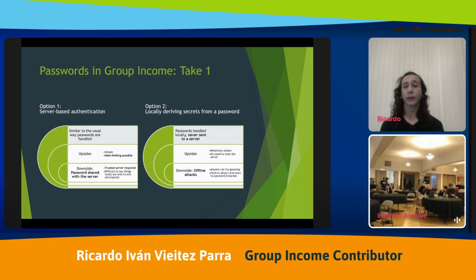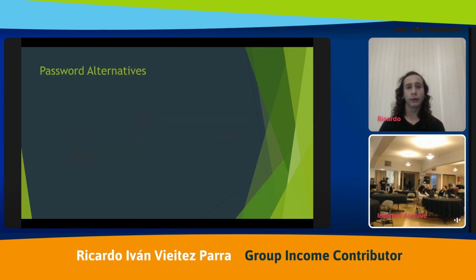And because anyone can do this offline, it also makes it difficult to detect whether there was some password breach or not, and obviously to react to that, since it's difficult to detect. So this also is not an ideal solution.